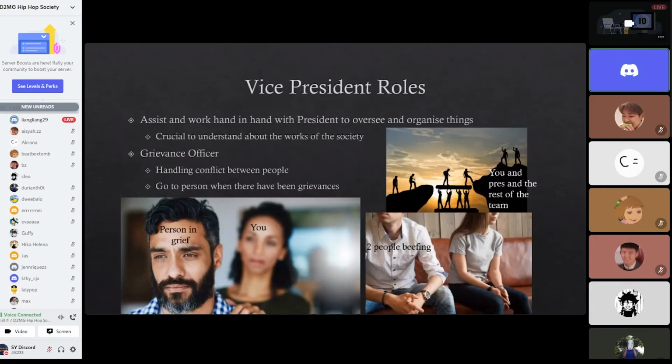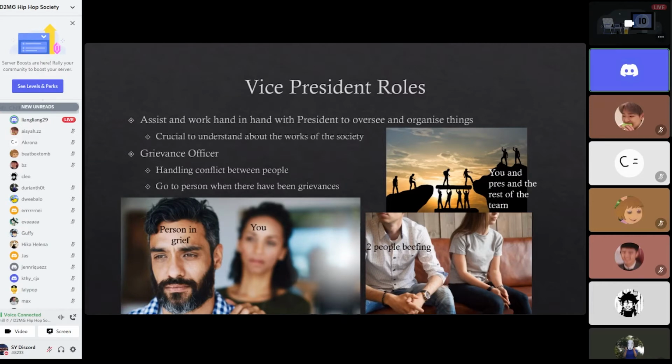Mostly for the vice president, you'll be assisting and working hand in hand with our president to oversee and organize everything. Therefore, it is crucial to understand how the whole society works. As Beatrice said just now, there's going to be a lot of talking to people inside and outside of the society. You'll be working hand in hand with the president to talk to all of those people outside the society, such as teachers or studios and whatnot.